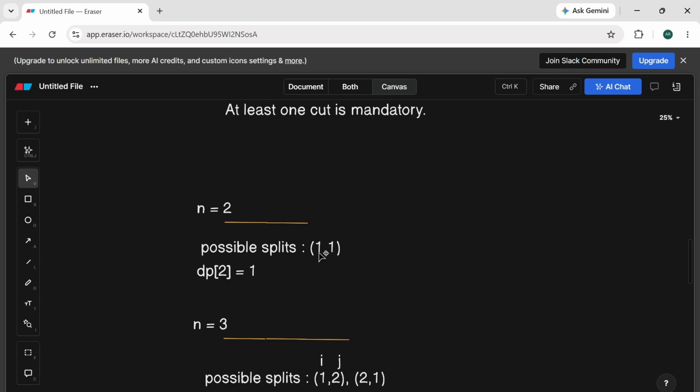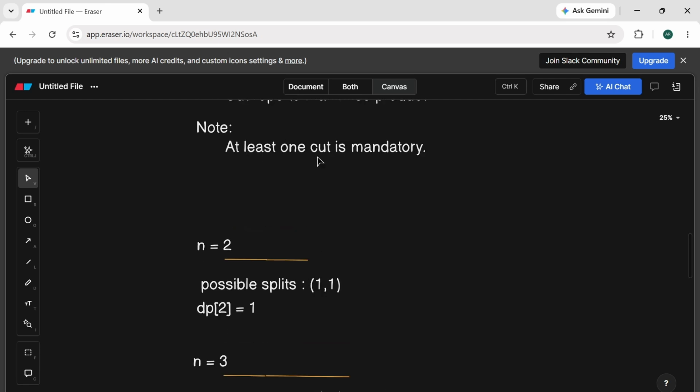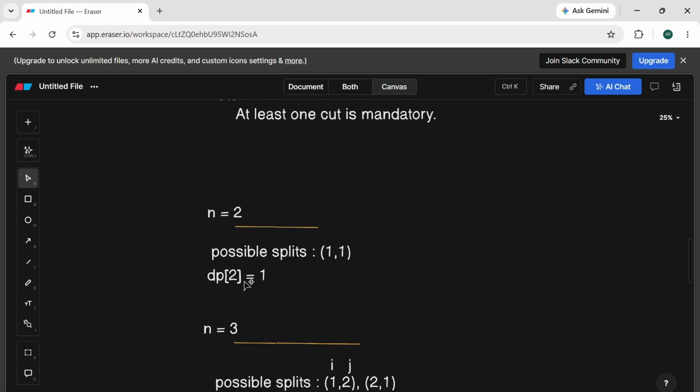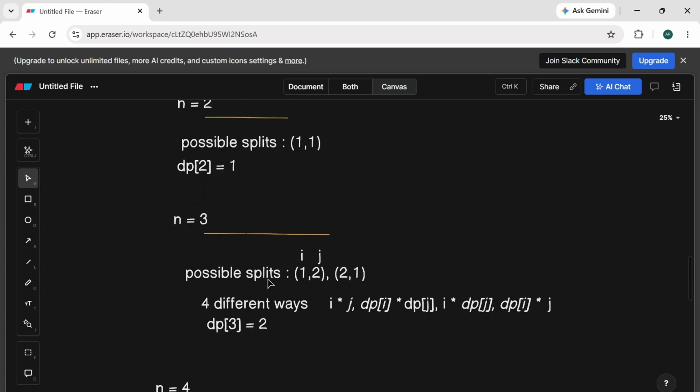The possible cut is 1 1. We can split into one portion of length 1 and another portion of length 1, right? So what will be the answer? Our answer would be 1 into 1, which is 1, because at least one cut is mandatory. So the answer for 2 is 1.